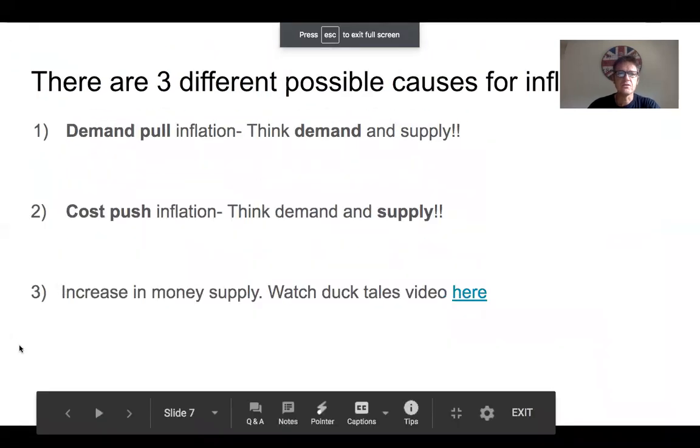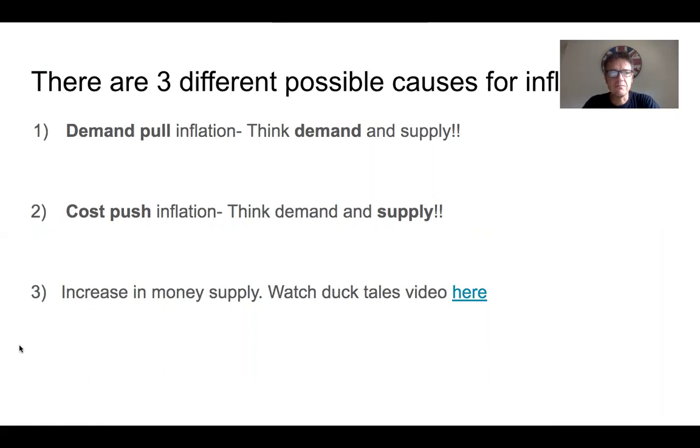Okay, moving on to the next thing. There are three possible causes of inflation. In theory, number one, we have demand-pull inflation. So if you think back to year 10, when we did demand and supply curves for individual industries, if demand increased, price rose. If you can't remember that, I suggest you pause the video now and look back at your notes.